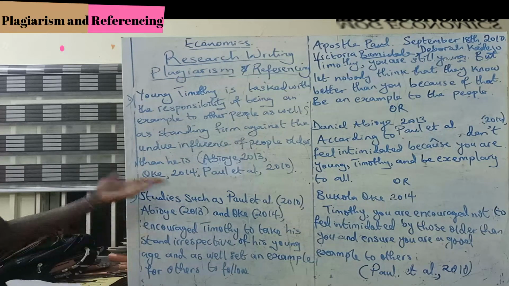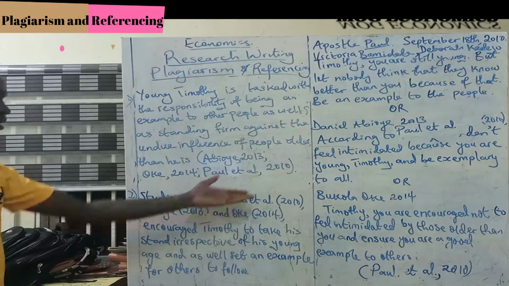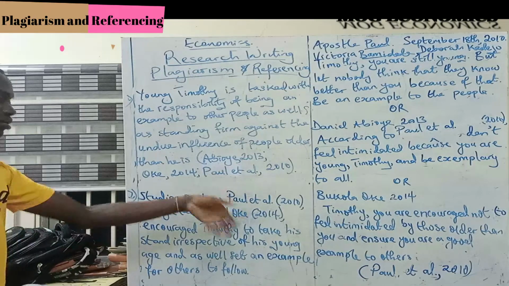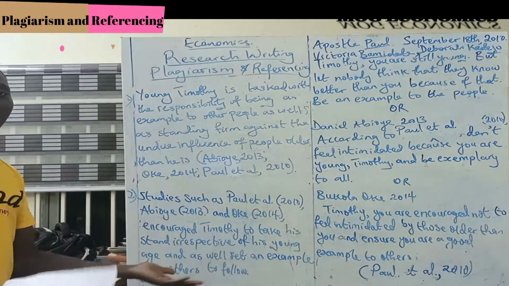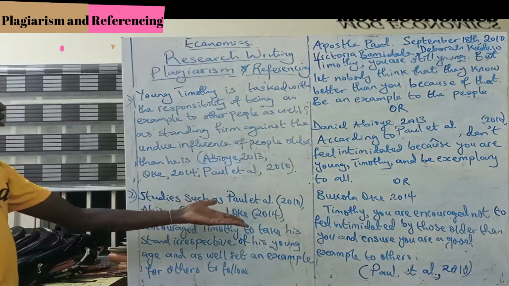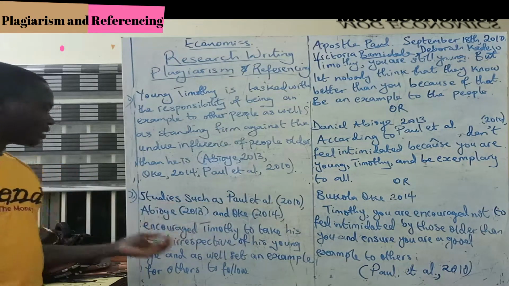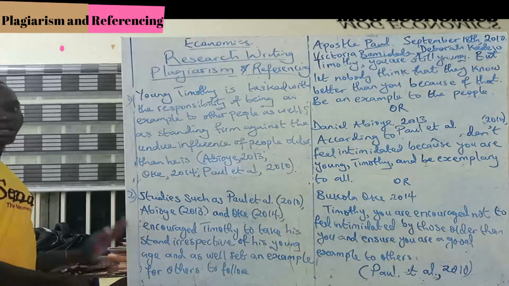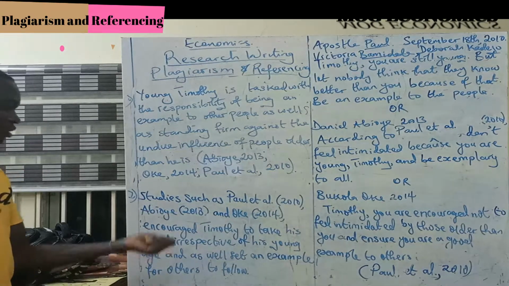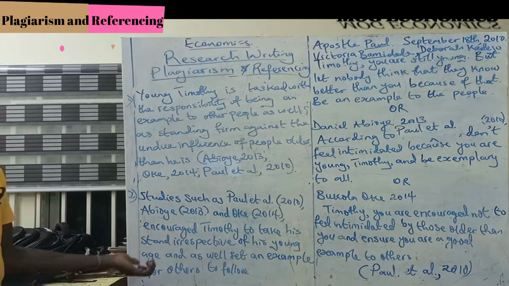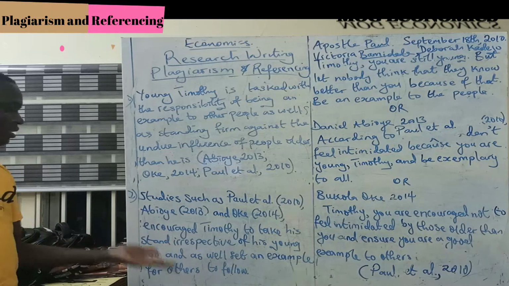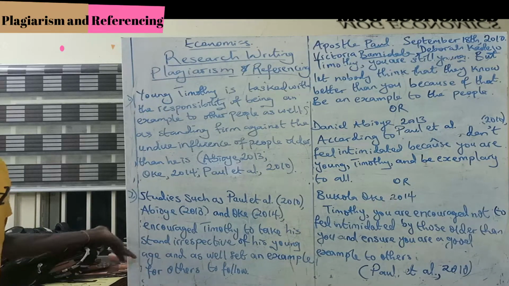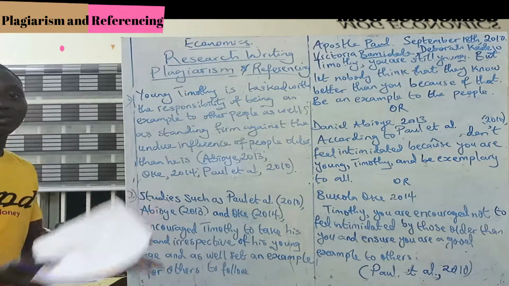Now the second one, number two, studies. Studies such as Paul et al. When you do something like this, the order does not matter, so you don't have to arrange alphabetically. Studies such as Paul et al. 2010, Abioye 2013, and Okay 2014. See, I rephrased it here: encourage Timothy to take his stand irrespective of his young age, and as well set an example for others to follow. Can you see? It's an idea expressed in different ways.